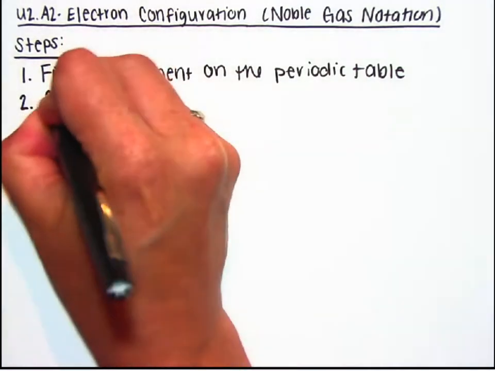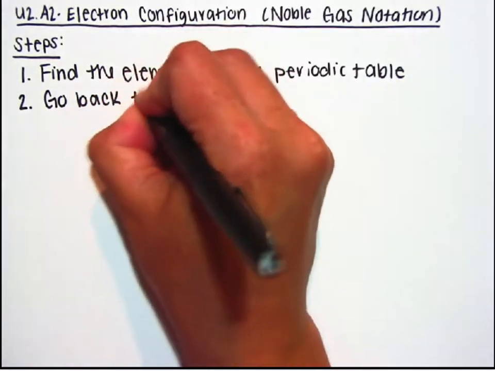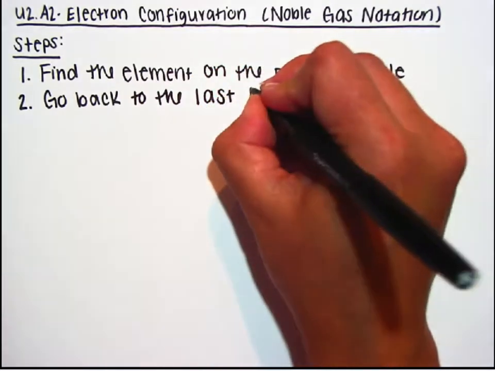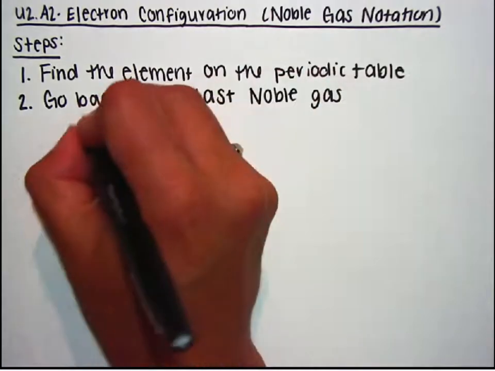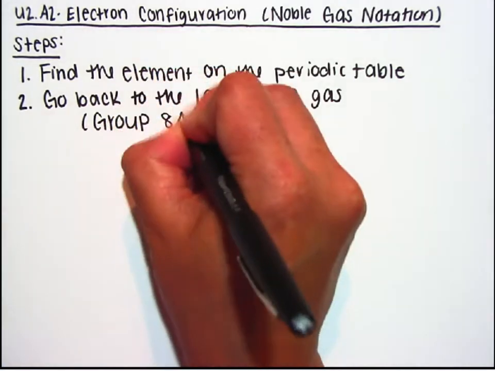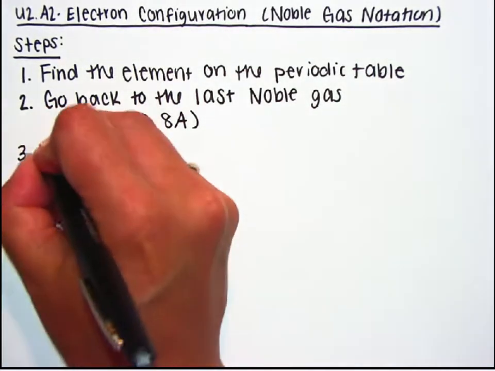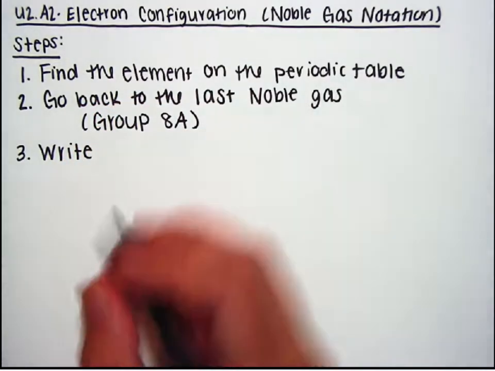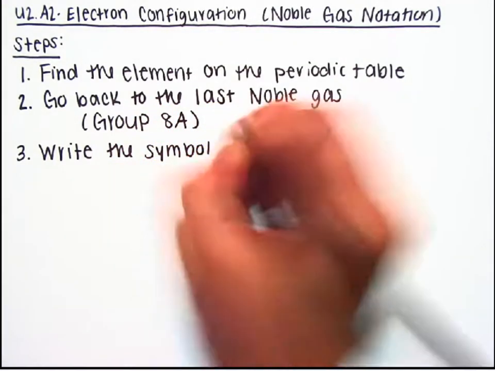Next, we are going to go back. So we're going backwards, decreasing an atomic number, to the last noble gas. Noble gases are in group 8A. Whatever that noble gas is, the most recent one going backwards, decreasing an atomic number, we are going to write its element symbol in brackets.